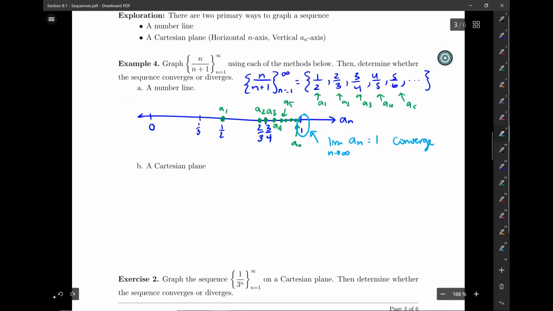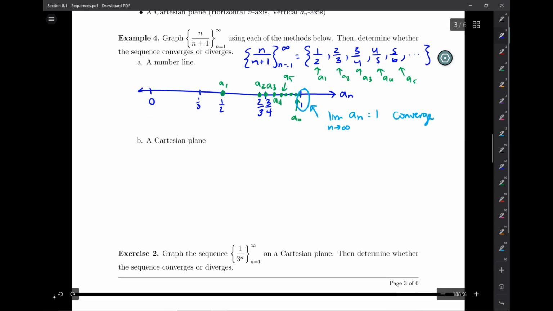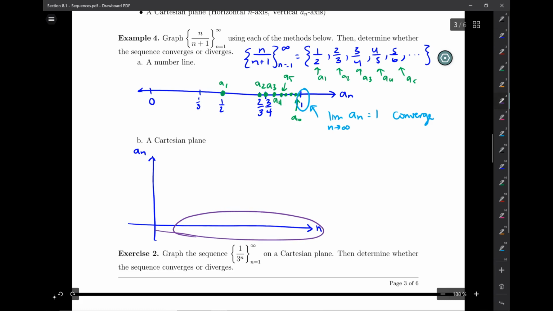Now let's take a look at how we could represent this on the rectangular coordinate system, the Cartesian plane. So in this case, I'm going to have a two-dimensional view of the sequence, where I'm going to have n as my horizontal axis and a sub n as my vertical axis. So you can go as far as you want on this horizontal axis. I guess it depends on how motivated you're feeling.